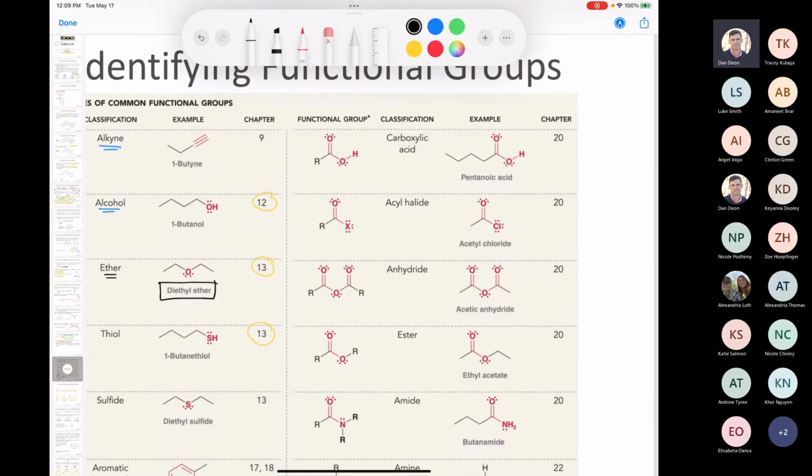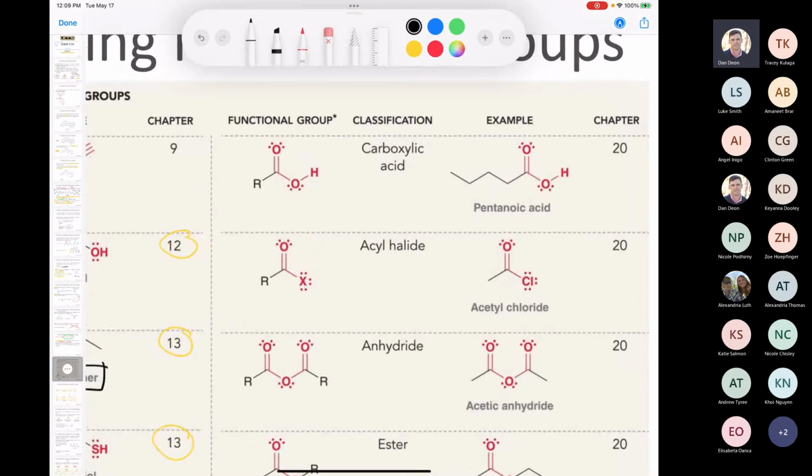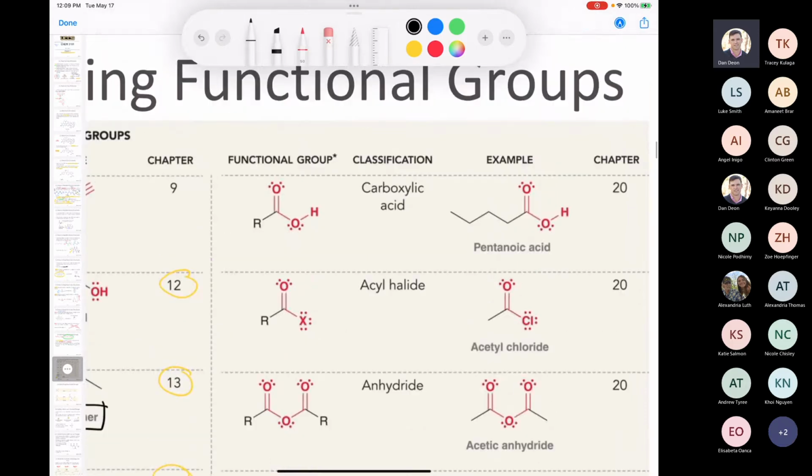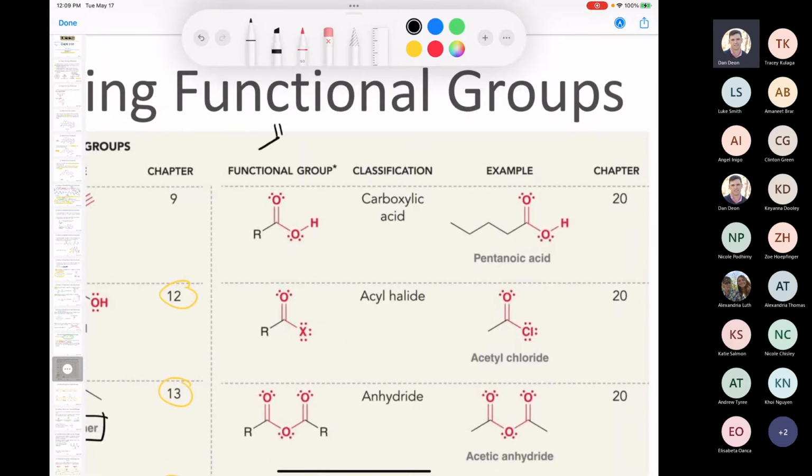Next is a carboxylic acid. If you took general chemistry 2, I'm sure you would have heard of this compound. This is called acetic acid, which is the acid found in vinegar. And acetic acid is a carboxylic acid. So you have an OH and a carbon with a double bond to an oxygen attached to an R group. So that's a carboxylic acid.